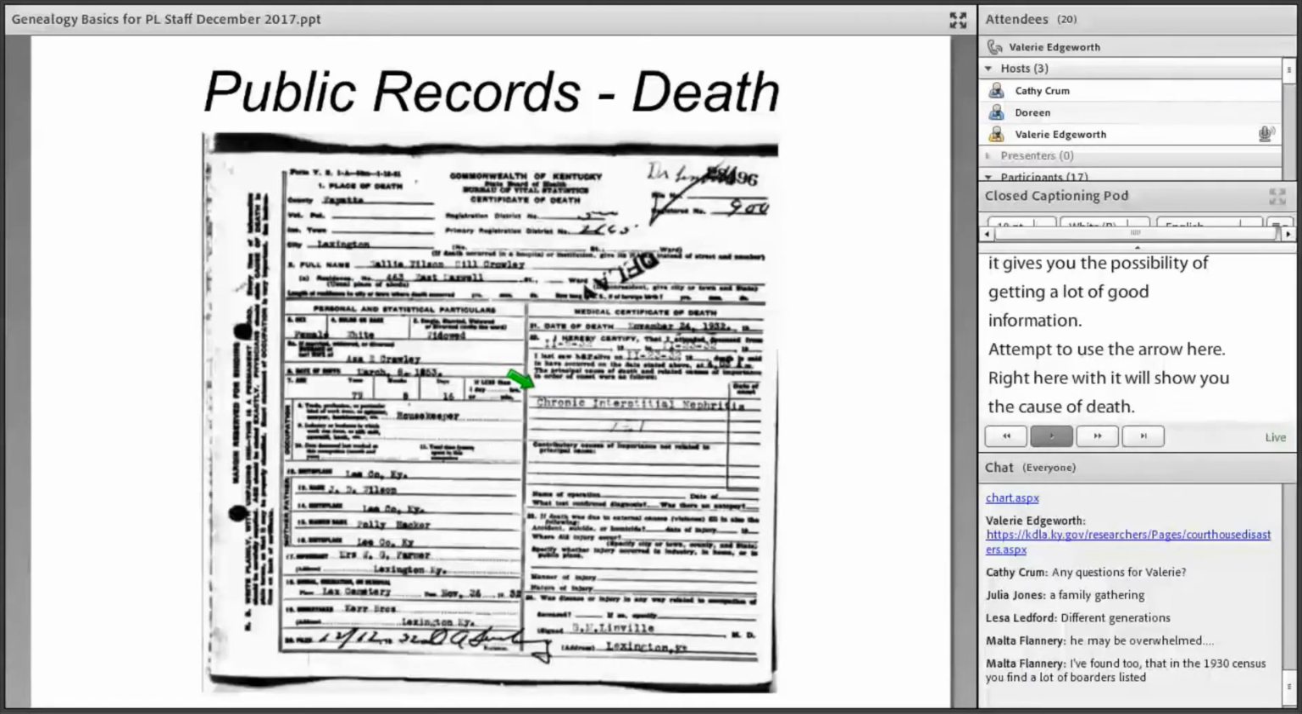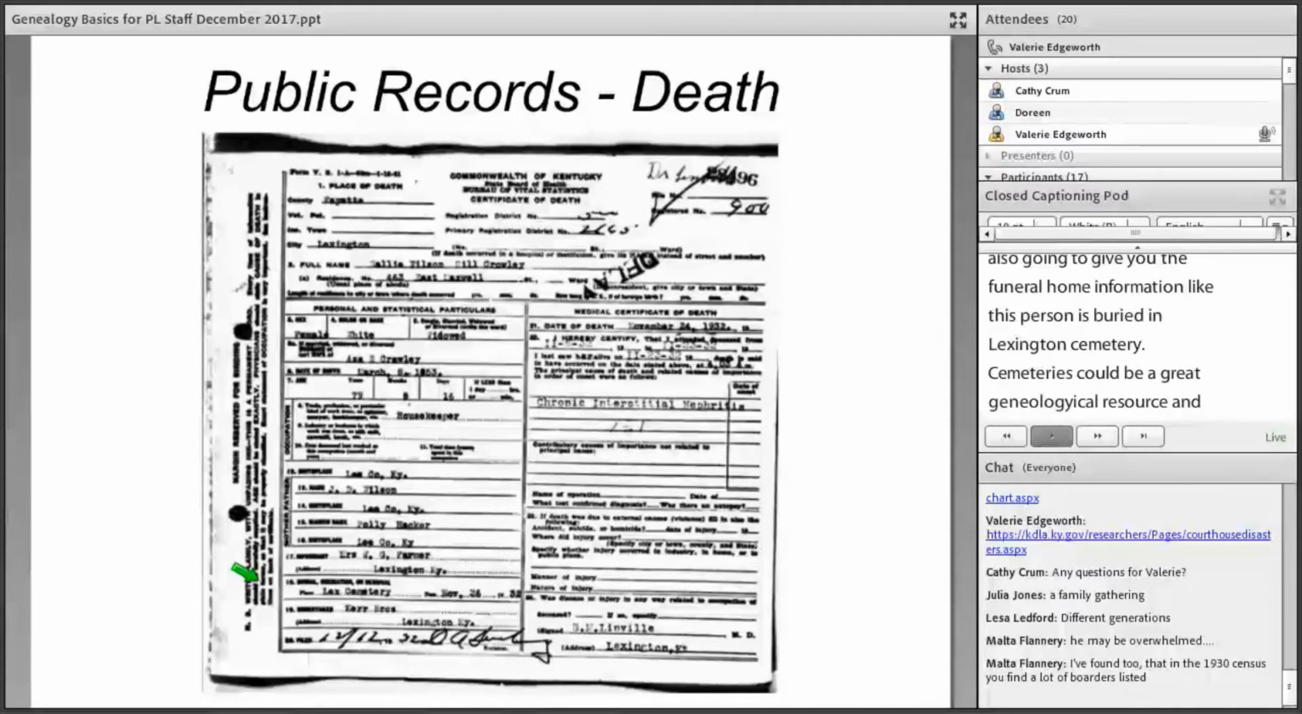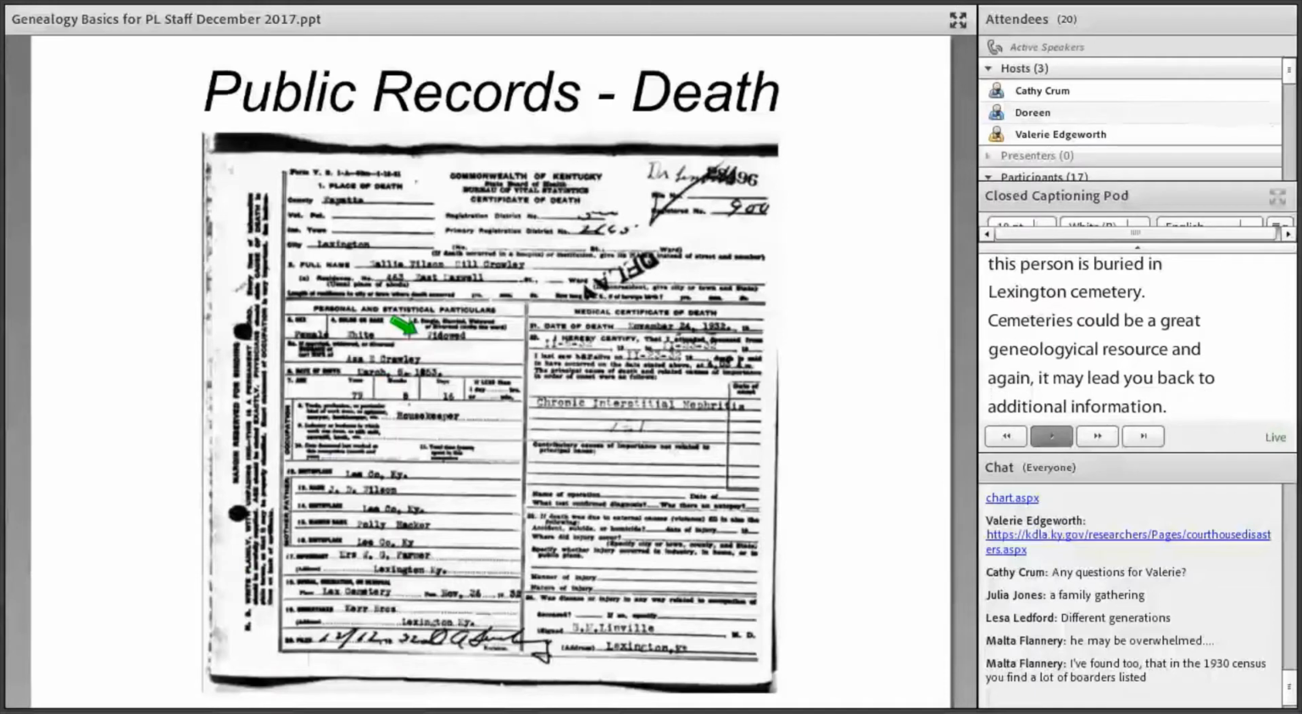But again, this information on a death record is only as accurate as the person giving the information. So down here, there's the chance that it could include birth information, the birthplace, the name of the parents. It's also going to give you the funeral home information. Like this person is buried in Lexington Cemetery. Cemeteries can be a great genealogical resource. And again, it may lead you back to additional information. It's going to tell you about their marital status.